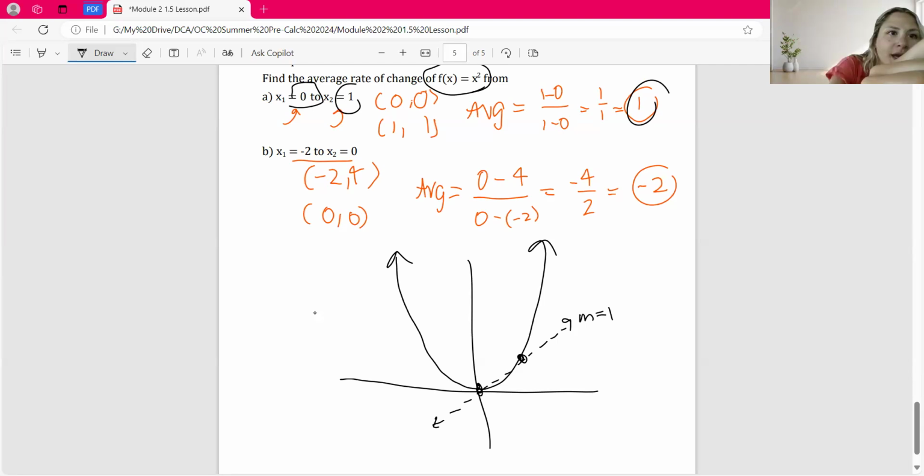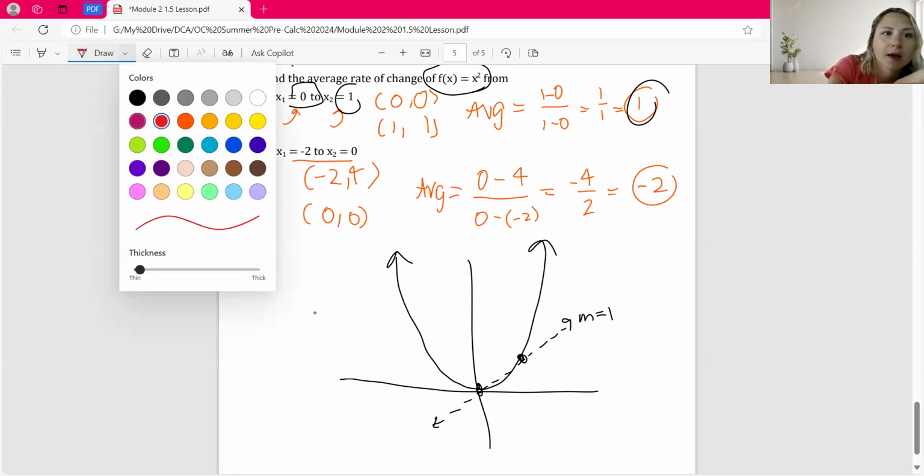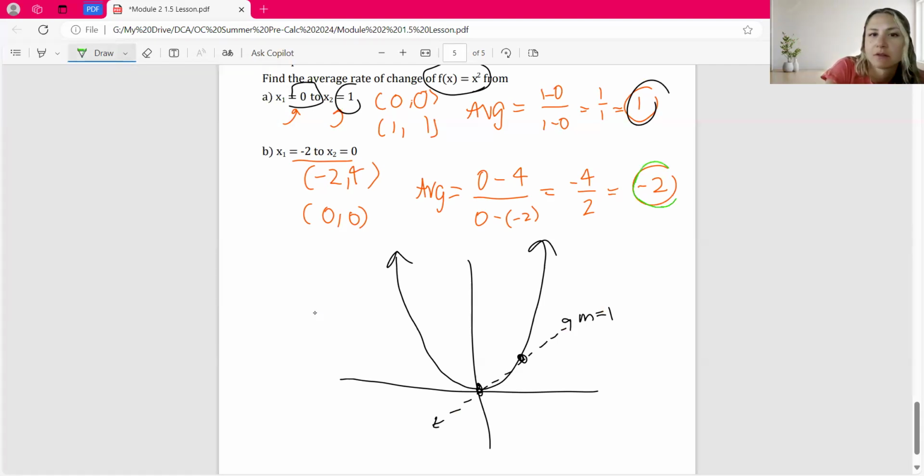And then let's compare it to these points here. -2 comma 4 would be, let's say, over here, and the origin we know is here. Now if I draw a line through those two points, it makes perfect sense that the slope between those two points is -2. Okay, so average rate of change is the same thing as slope, but we're just finding the slope between two points on a function, not necessarily a line.